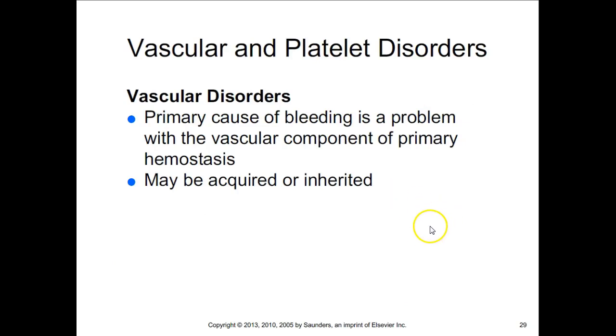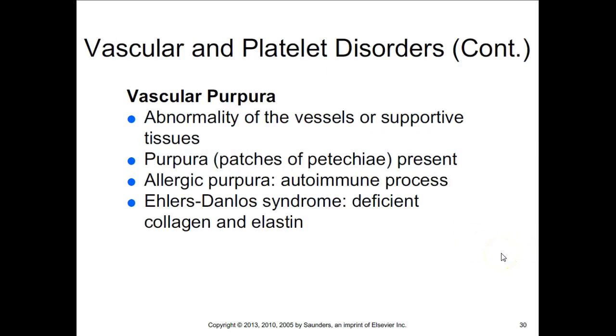All right, so then vascular disorders. A primary cause of bleeding is a problem with the vascular component of primary hemostasis. These could be both acquired vascular disorders, and you also have some inherited or genetic vascular disorders. Vascular purpura is an abnormality of the blood vessels or supportive tissues where you will see purpura, those are the petechiae as they run together. You might see allergic purpura as well.